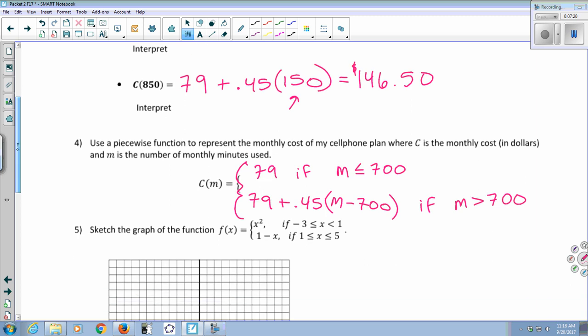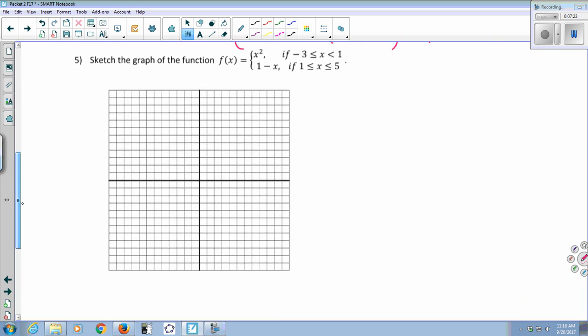All right, finally, we want to be able to sketch the graph of a piecewise function. So I have f of x equals x squared when x is between -3 and 1, and 1 minus x if x is between 1 and 5. So I personally like to just graph both of these and then erase the parts that I don't need. So I'm graphing two functions, y equals x squared, right, and y equals 1 minus x. Make an XY chart for both of them. And I think I'm going to do one of them in green.